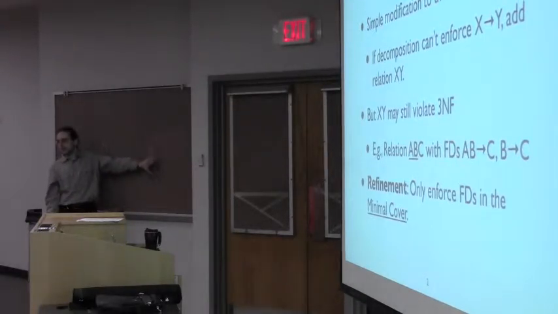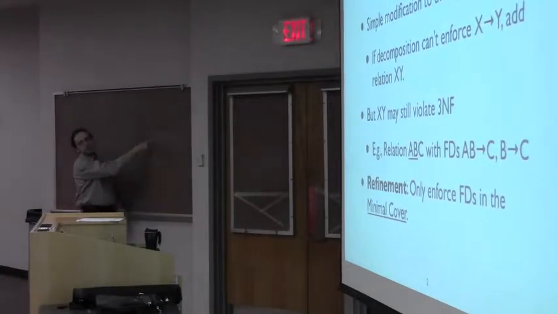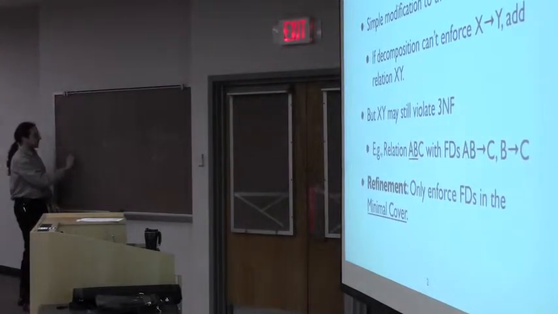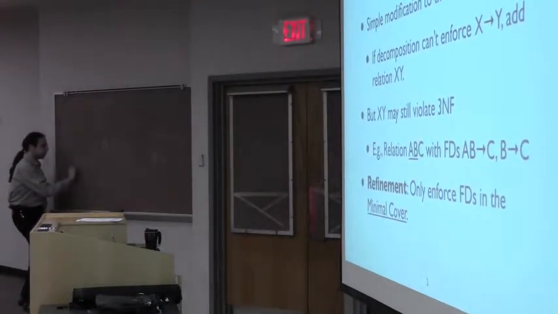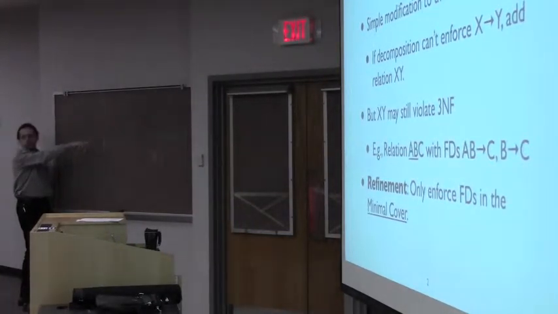But if we split it up into these two, then we have AB goes to C, which we can, well, I'll show you how. But basically, we can sort of reduce this. This is redundant because we already have B goes to C. This we hold on to, and so we end up getting a relation A, B, D, and another relation B, C. And neither of these violate third normal form. Because we have A, B goes to D, A, B is a superset of the key, and for B, C, we don't have that one anymore, so it's just the B satisfies the functional dependency.